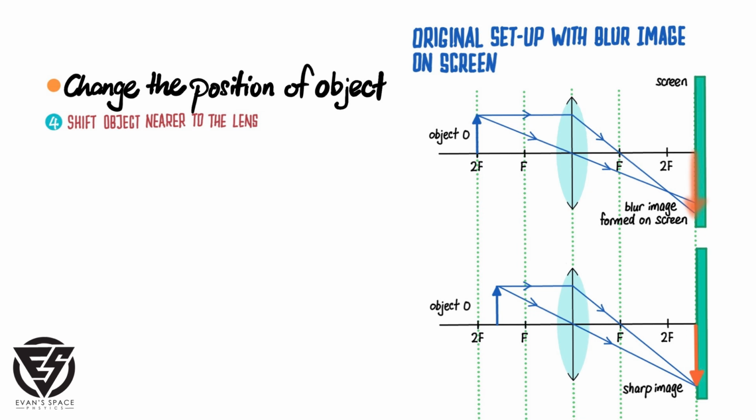Of course, the image now will be different. This is the third scenario where the image will be magnified, real and inverted. So this is like your projector in the class, but the objective is to get a sharp image, and you can achieve that by shifting the object nearer to the lens.